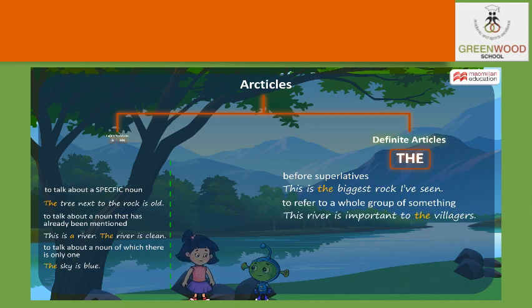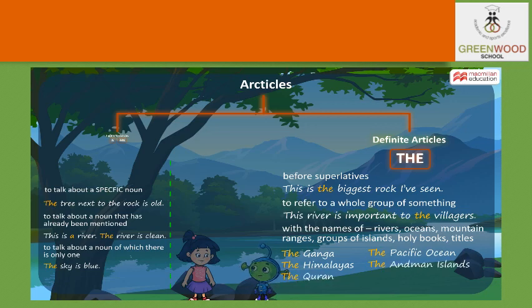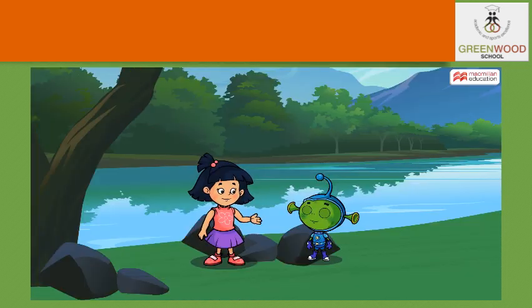Last but not the least, we use the with the names of rivers, oceans, mountain ranges, groups of islands, holy books, titles. For example, the Ganga, the Pacific Ocean, the Himalayas, the Andaman Islands, the Quran, the President of India. That's right. Now you will get the hang of how to use articles.